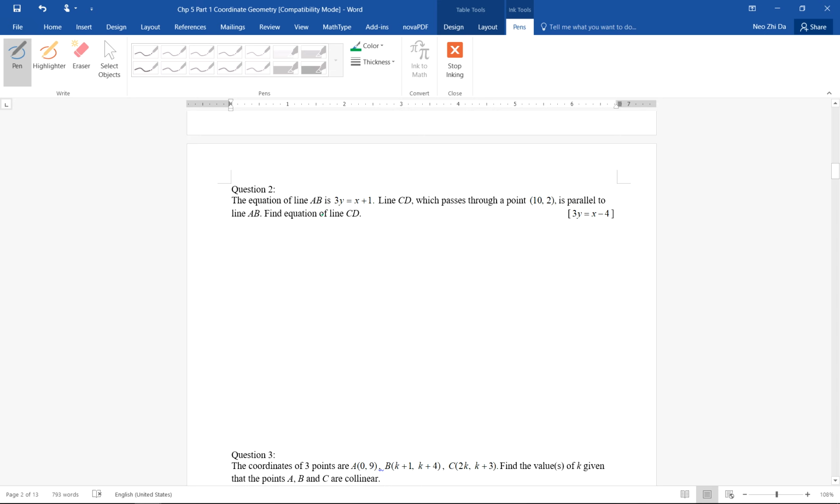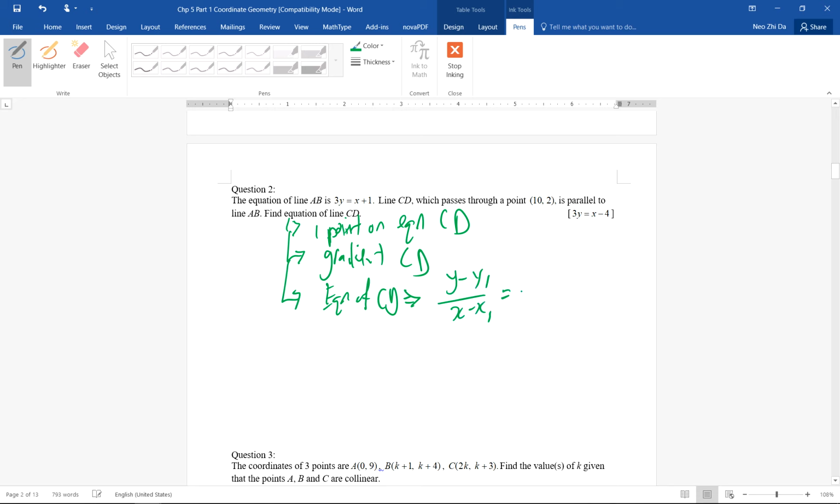Now, they say that the equation of AB is this, provided the line CD which passes through a point, this one, is parallel to line AB. Find the equation of CD. So what are the 2 pieces of information that you need? The first is one point on the line CD, and you need the gradient of CD, and then immediately you can find the equation of CD using the formula y minus y1 over x minus x1 equals gradient.